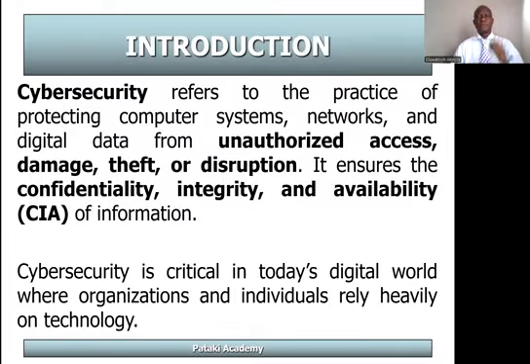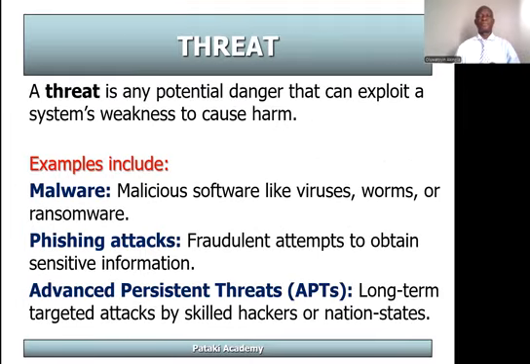Cybersecurity refers to the practice of protecting computer systems, networks, and digital data from unauthorized access, damage, theft, or disruption. It ensures confidentiality, integrity, and availability of information.